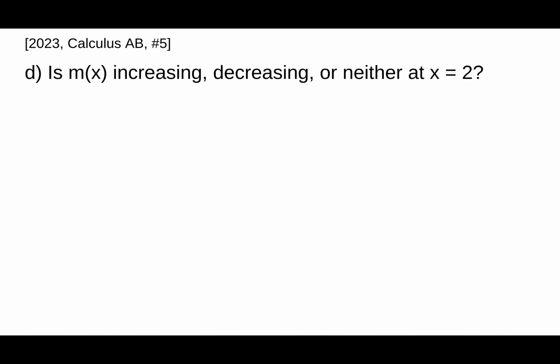In part D, we are asked to determine if m of x is increasing, decreasing, or neither at x equals 2. In order to do this, we have to find the derivative of m of x evaluated at x equals 2 and determine the sign, if it's positive or negative. That will determine if m is increasing, decreasing, or neither.